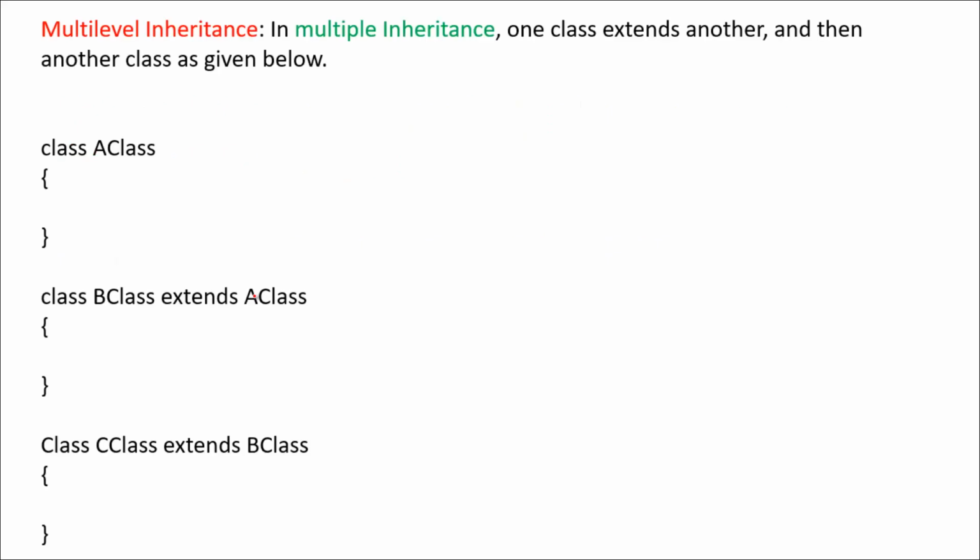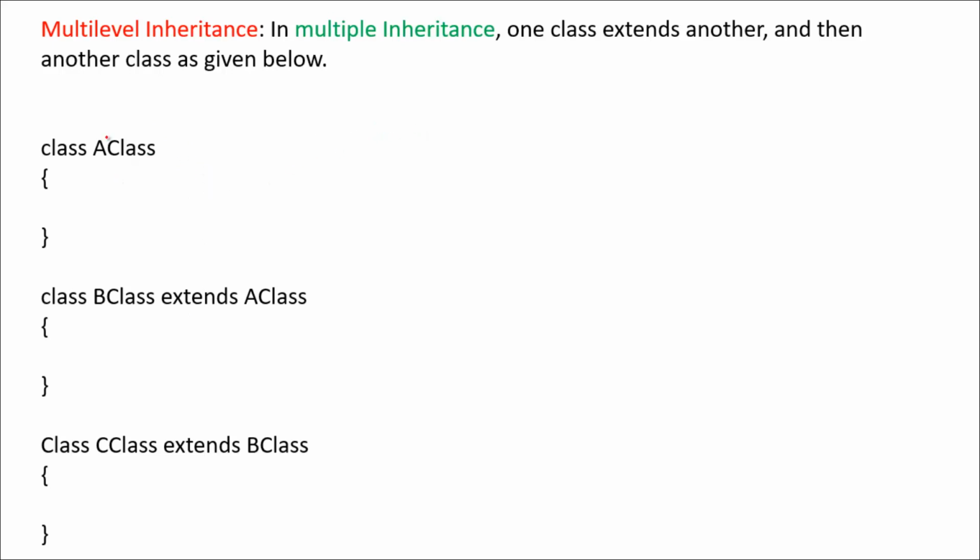Now there is another type of inheritance, multilevel inheritance. What is multilevel? In multilevel inheritance, one class extends another, and then another class is given below. Here you see class A, then class B extends class A, and then class C extends class B. So one class after another class. This is possible in Java, but multiple inheritance is not possible.